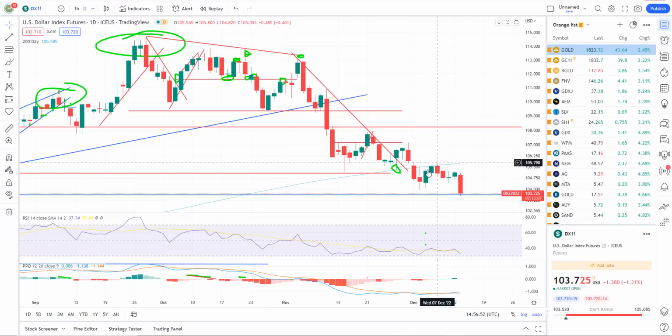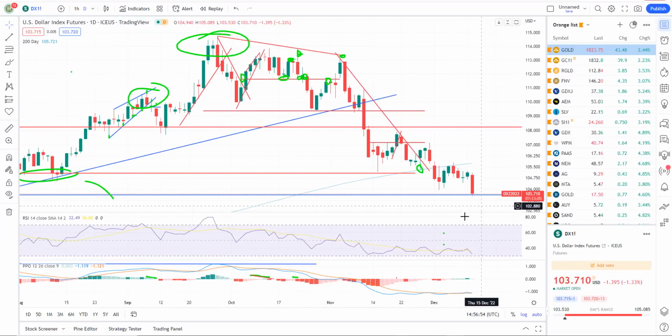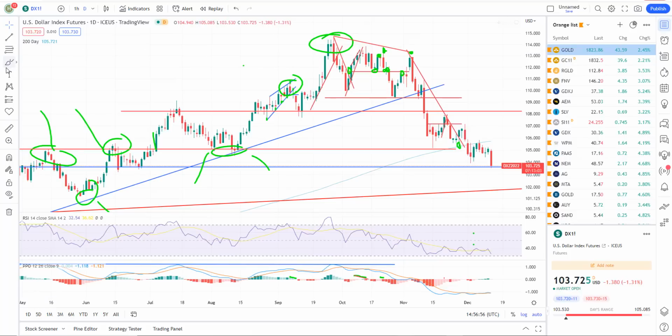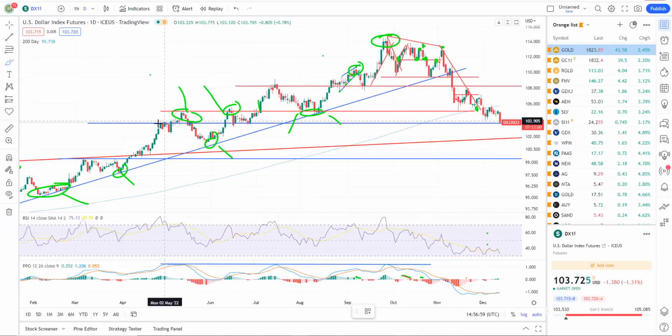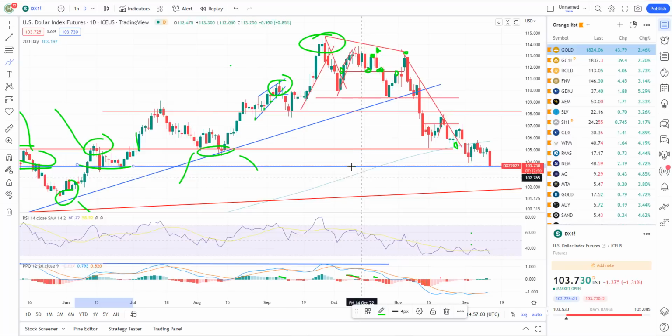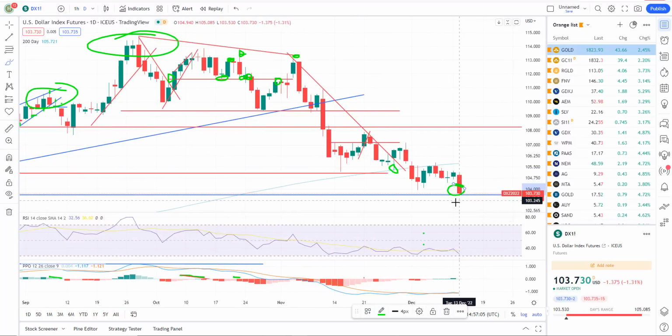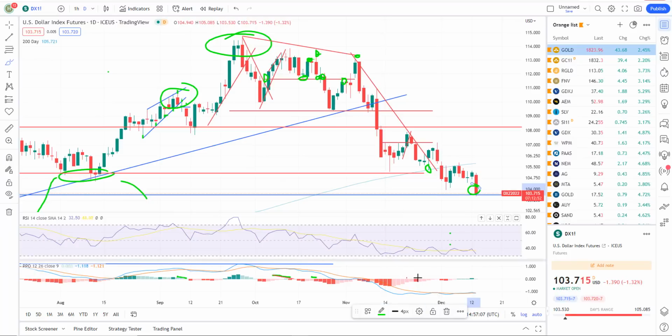Let's look at the dollar and gold. So here's the dollar futures, DX. You can see we're coming down to a level of support here. It's right about 103.57 or so, and we're dipping down to it. That is support. It is a divergent low as well, just barely.